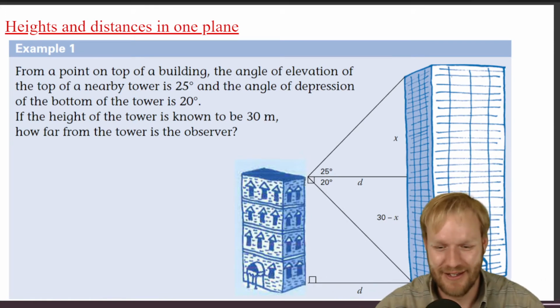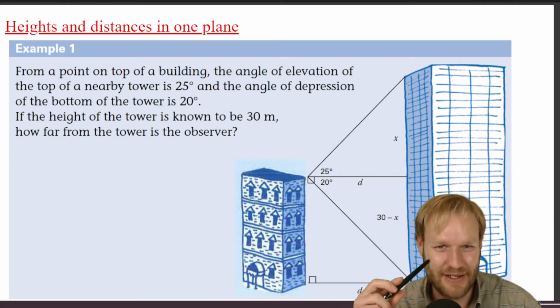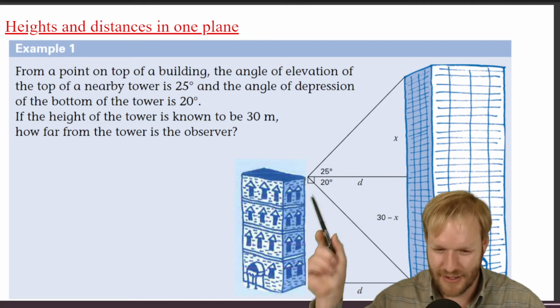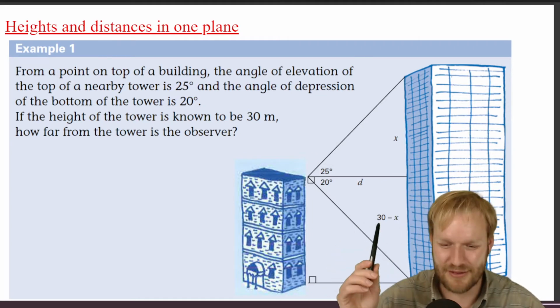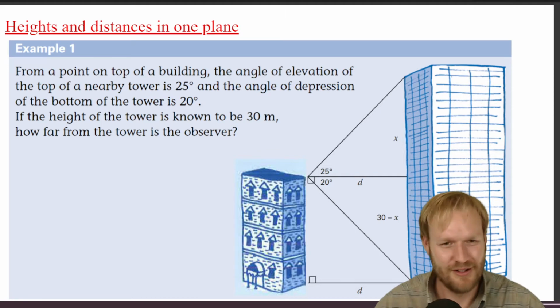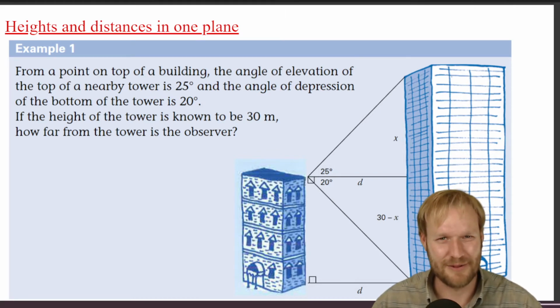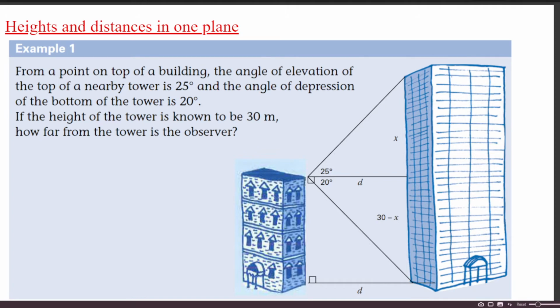So the first example has this picture where, from the top of a building, the angle of elevation of the top of a nearby tower is 25 degrees. If you're standing on top of that building and looking up at the other one, then it's 25, and if you're looking down, what do you reckon? Maybe I should go and stand on top of that building and check it out. What do you think? Let me go and stand there.